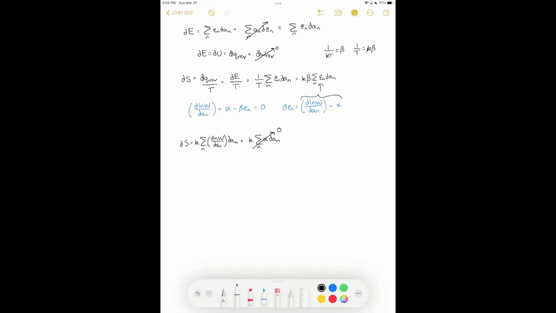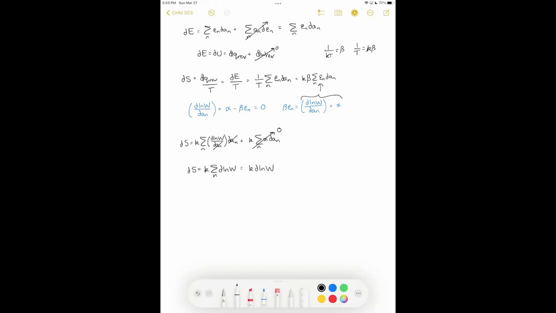For the first term, our dAns will cancel out, and we end with the relationship dS equals k times the sum over n of d natural log of W. There's no n dependence anymore. We've lost that. So we can say that dS is equal to k d natural log of W.